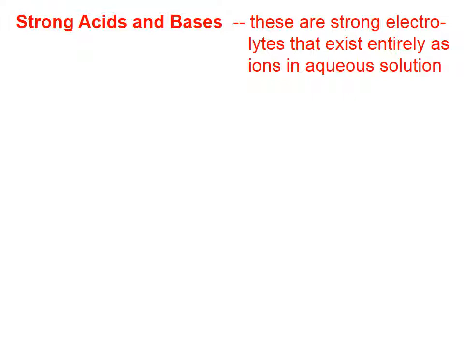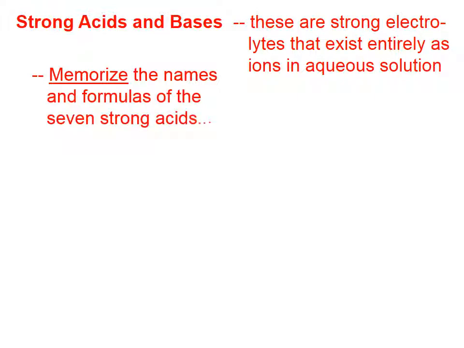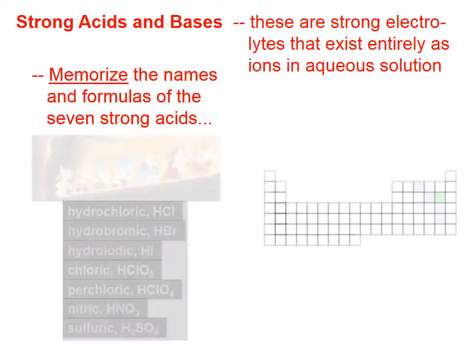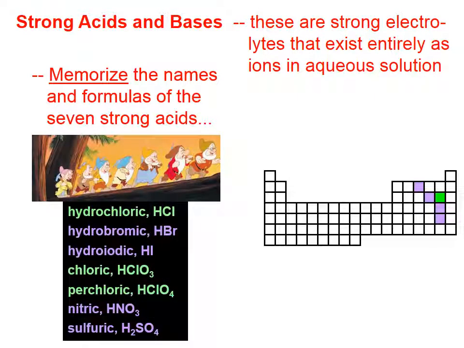Strong acids and bases are strong electrolytes that exist entirely as ions in aqueous solution. If you haven't already, you will want to memorize the names and formulas of the 7 strong acids. Sometimes I refer to them as the 7 dwarfs.